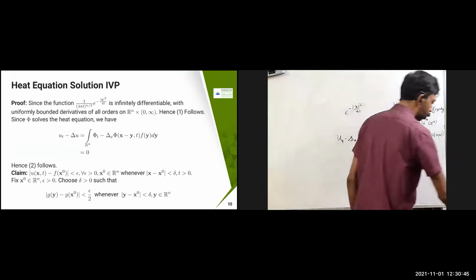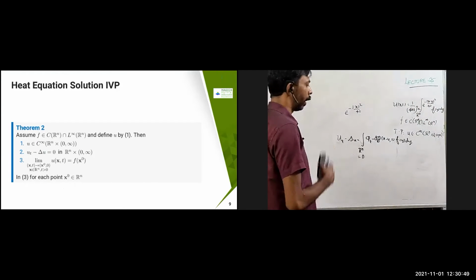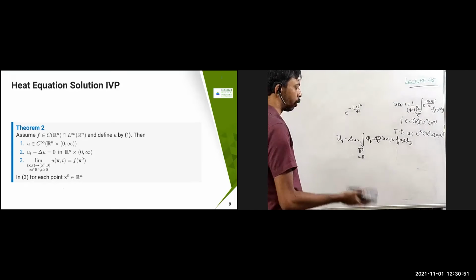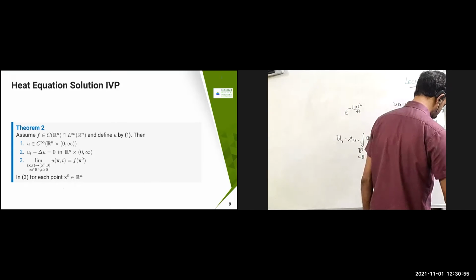So the third part is we need to prove that u of x comma t is equal to f of x naught, where x comma t tends to x naught comma 0, x belongs to R power n, and t greater than 0. This is the part we got to prove. So let us prove that. How do we prove?